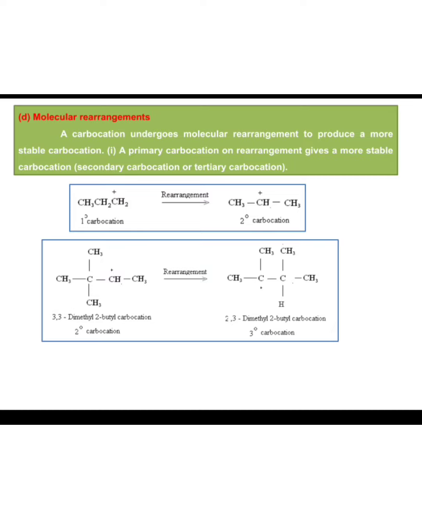And then in the second example, this is 3,3-dimethyl-2-butyl carbocation, that is, it is a secondary carbocation. Here the carbon bearing positive charge is a secondary one, that is, it consists of 2 alkyl groups and 1 hydrogen atom, and so it rearranges to form a tertiary carbocation.